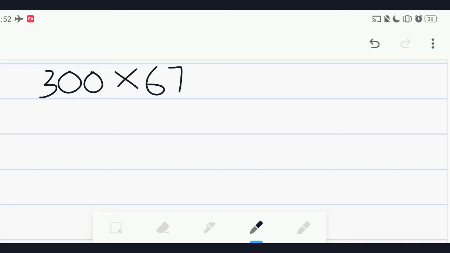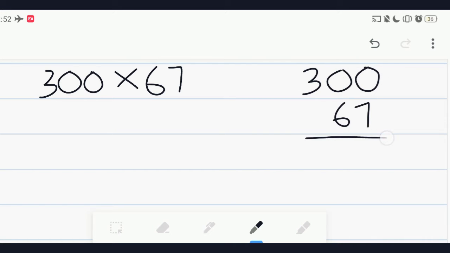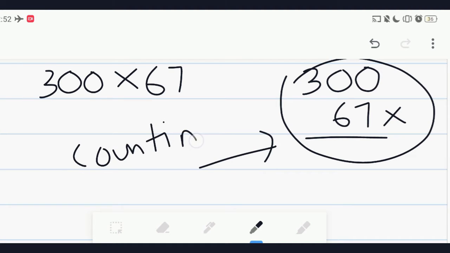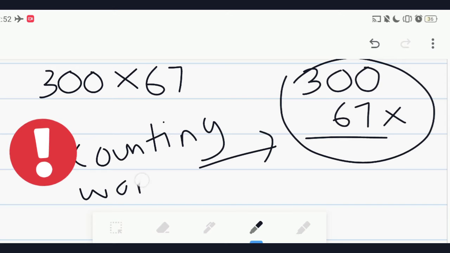For example, you have this question, and you have to show your complete method, but you use this one as your method. Remember, this one is not your method, this one is your counting, okay? This one is your counting, or we can say your working.